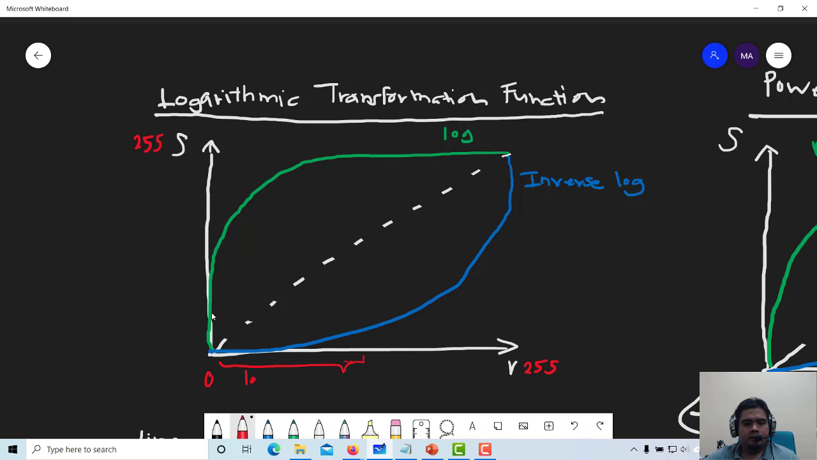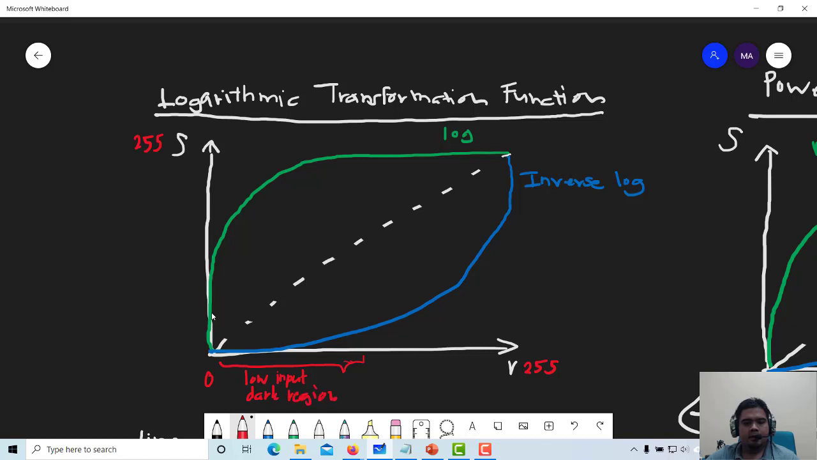This one is low input, or low intensity value. That's why they call it low input. Why do they call it input? Because r is the input of the transformation function. Another name for low input should be dark. I call it the dark region.